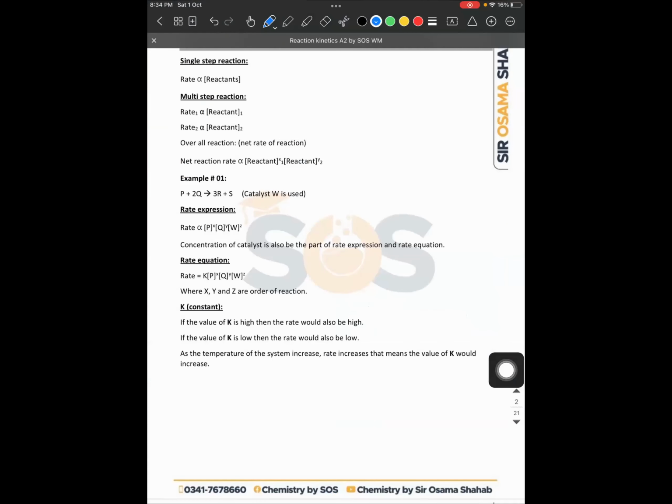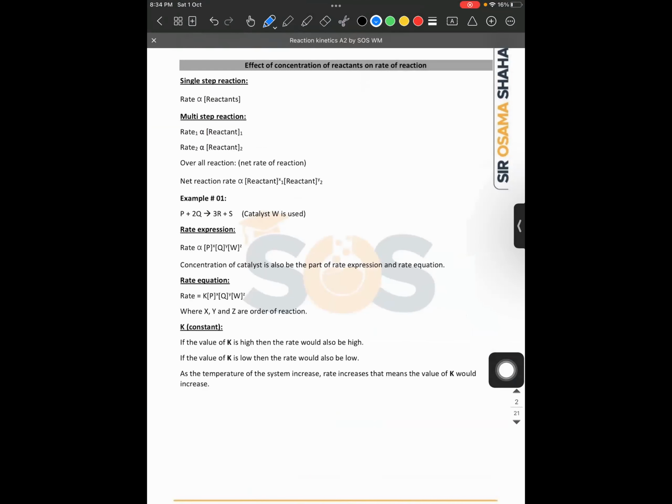Now we are moving towards, bachcho, what? We are moving towards a new thing, which is more important. It is the effects of concentration of reactants on the rate of reaction, right? What is the effect of the concentration of reactants on the rate of reaction? Bachcho, in O levels we studied that when we increase the concentration of reactant, it ultimately increases the rate of reaction. We did this in O levels, and that was not wrong. That was right, because we were at ordinary level, so we understood things accordingly, right?